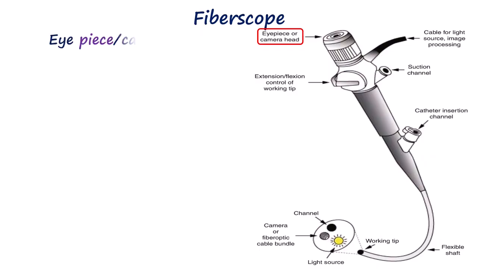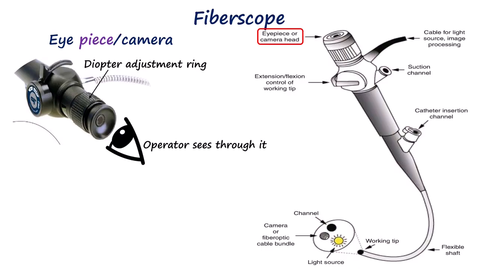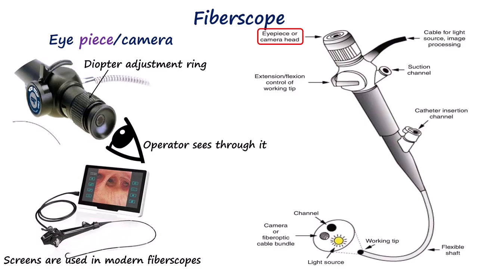The eyepiece of the fiberoptic scope is the part through which the operator directly views the image carried back by the fiber bundles. It magnifies and focuses the airway structures, allowing clear visualization during intubation. Focusing is done using the diopter adjustment ring around the eyepiece. While modern scopes usually connect to a video camera and monitor, the eyepiece is still important as a reliable backup if the video system fails.